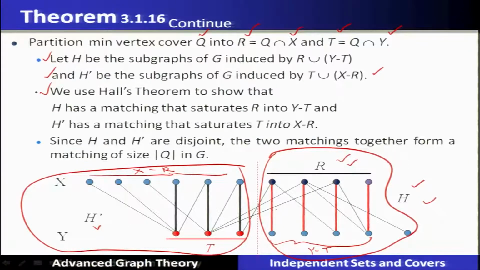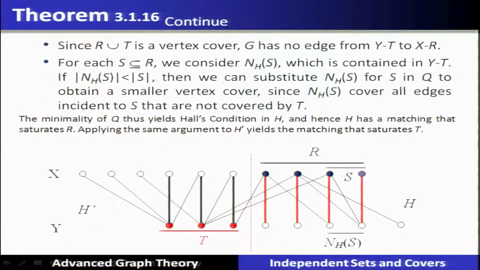Now, since H and H prime are disjoint subgraphs, the two matchings together form a matching of size Q in G. So, the matching in H and H prime together, if we combine, that will be the matching of size Q in the graph. That is how we are going to construct the matching. Now, let us see the next step.